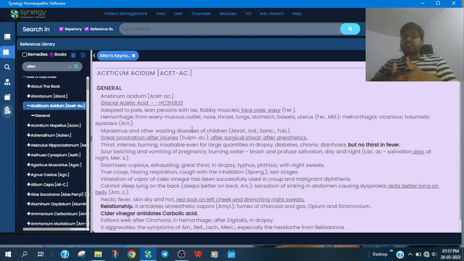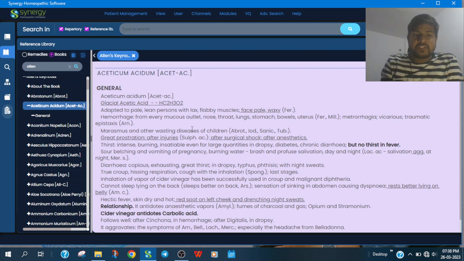So whenever someone asks you about that key, hemorrhage from mechanical injury, yeah, traumatic injury, you have to focus on three medicines: millifolium, arnica, and acetic acid. Next, there is a symptom of painlessness without fever also. Okay, bright red, flushed blood. Okay, aconite, ipecac, sabina, I have told you before.